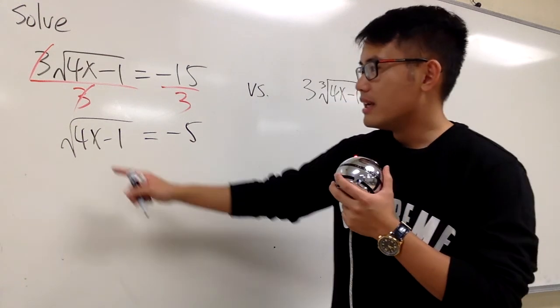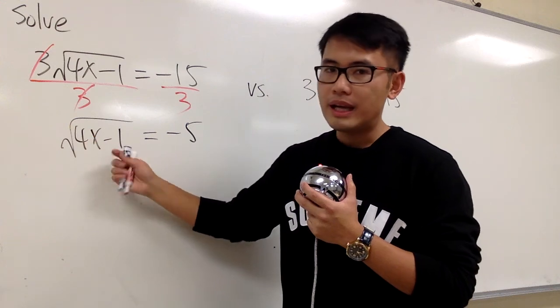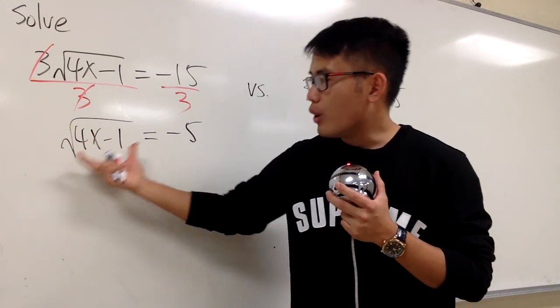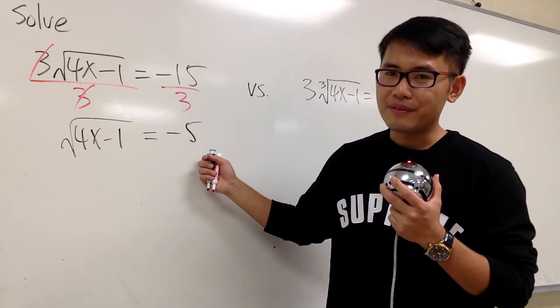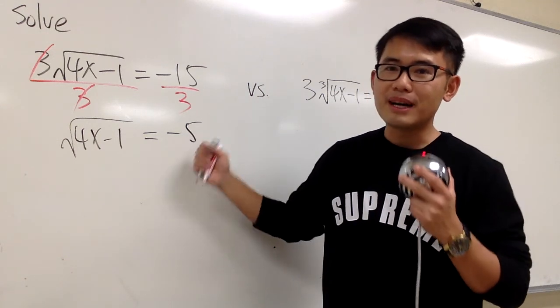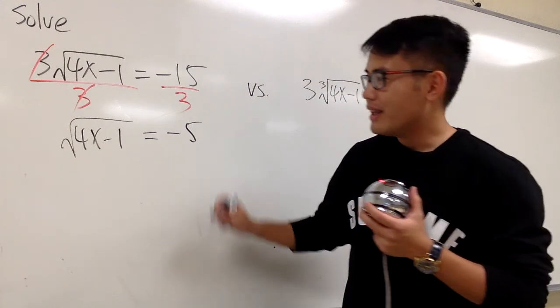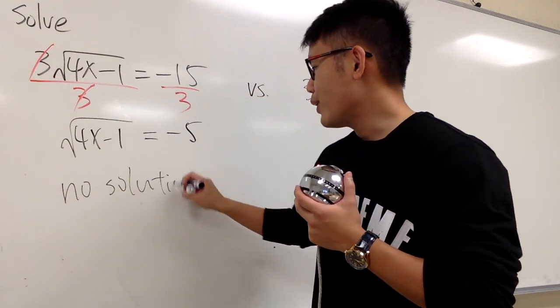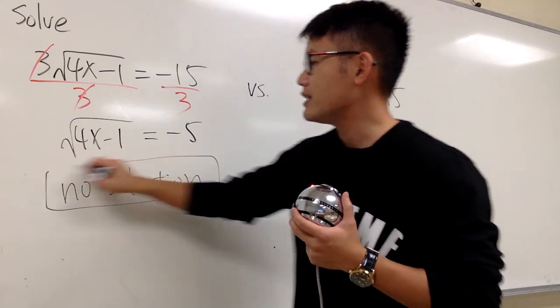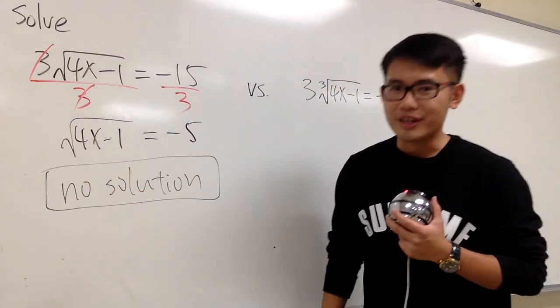Because look at this. Here we have a square root with something inside. And then all of a sudden, this ends up being equal to negative 5. It's a negative number. Is this even possible? No. This right here has no solution. This is it. We don't have to proceed. If you do proceed, you're just doing unnecessary work, okay?